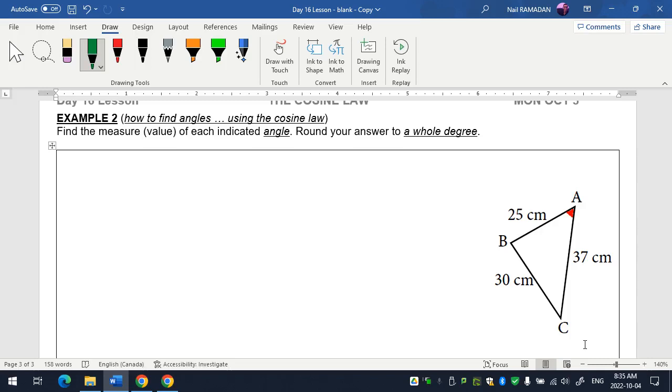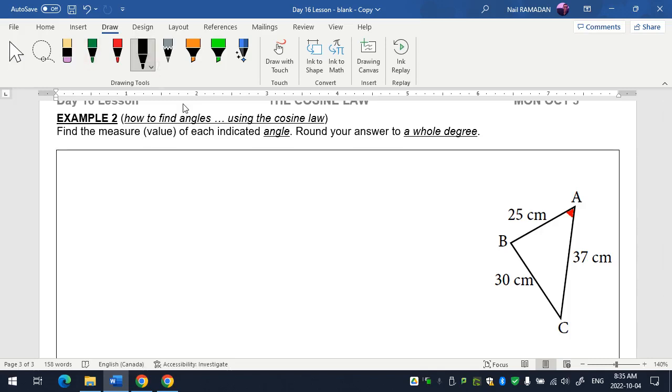What do I know in this triangle? I do not know any angles, but I know all the sides, which means, is this one of the cases for the cosine law? Yes, it is. So we know all the sides. Let's label the sides. Which one is small a? Which one is small a? 30. Go ahead. So I'll label them black.